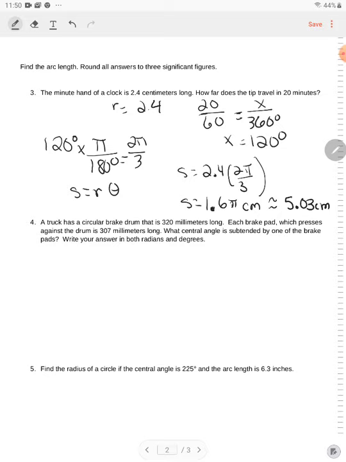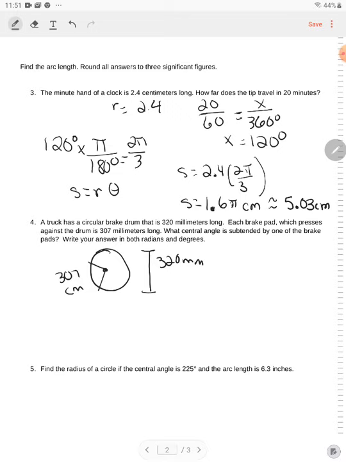A truck has a circular brake drum that is 320 millimeters long. Each brake pad which presses against the drum is 307 millimeters long. What central angle is subtended by one of the brake pads? Write your answer in both radians and degrees. Okay, so the 320 millimeters is actually the diameter of the brake drum. The 307 millimeters is the arc length. And we are looking for the angle.